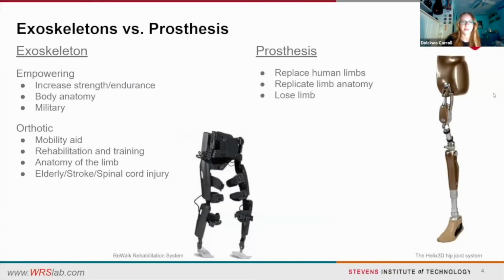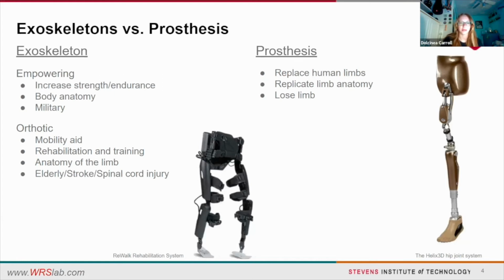Exoskeletons versus prosthesis. Both are examples of wearable technology. They have key differences in form and function. The exoskeleton has two main purposes: empowering and orthotic. Empowering exoskeletons are used to increase the user's strength and endurance. They are modeled on the wearer's body. It has been used in the military to allow soldiers to travel long distances while carrying gear. They take the weight from the pack and redistribute the pressure to the ground or a lower impact part of the body. Empowering exoskeletons extend stamina and reduce fatigue for the user.